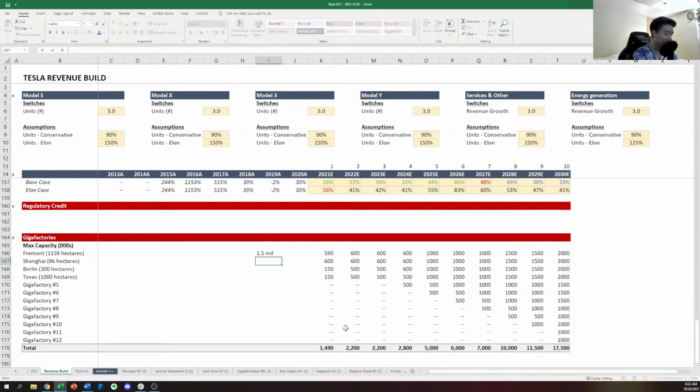Someone told me in the comments that Shanghai may also build, and all the rest of these can hit 2 million. Shanghai is the smallest one though. I don't really know how much 86 hectares is, but we'll just assume it's around, I don't know if it can hit 2 million, but someone mentioned that. We'll probably keep this at like 1 million, and then just assume that Tesla makes another China factory somewhere else.